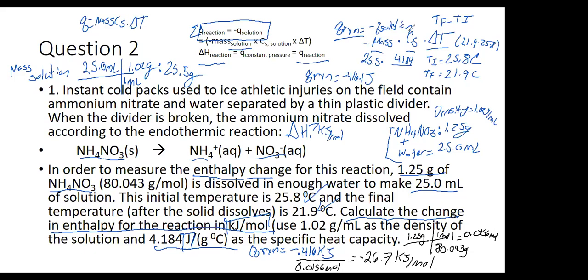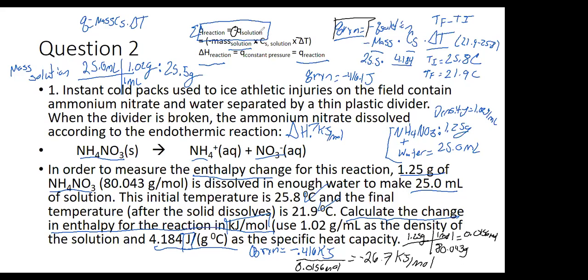So like I said, why is the mass negative? Mass isn't negative, right? You can't have a negative mass. The negative sign is because we're calculating Q reaction. Q reaction we get from negative Q solution. So the negative sign is coming from our first equation. I could put the negative sign anywhere. It doesn't matter. All I'm saying is I'm solving for Q reaction.